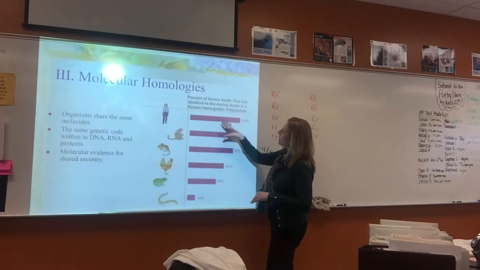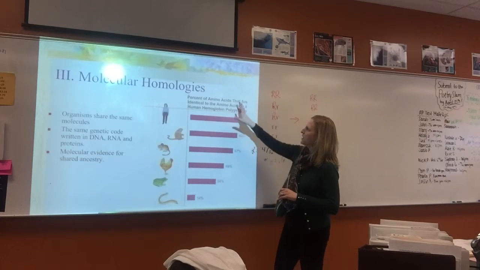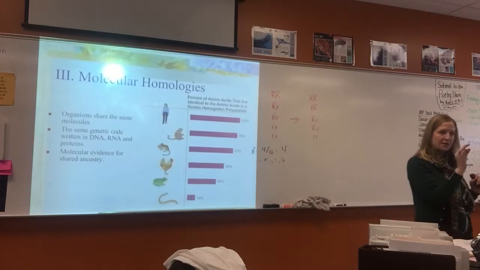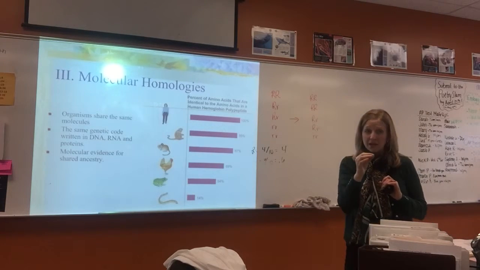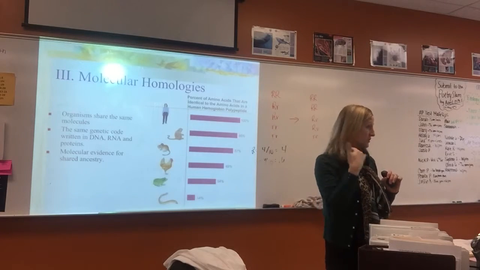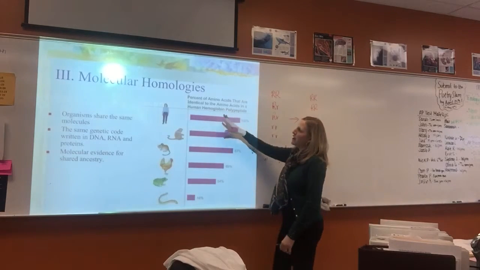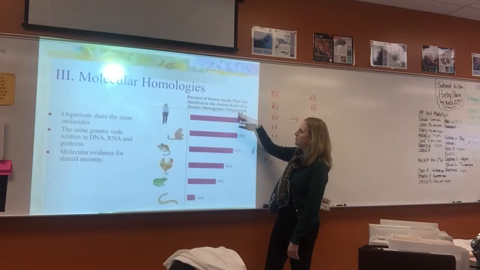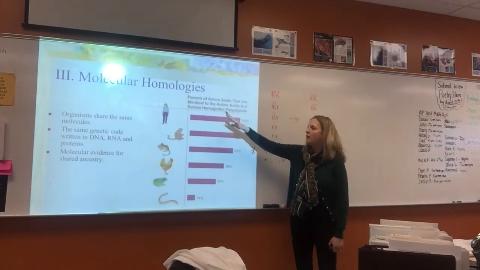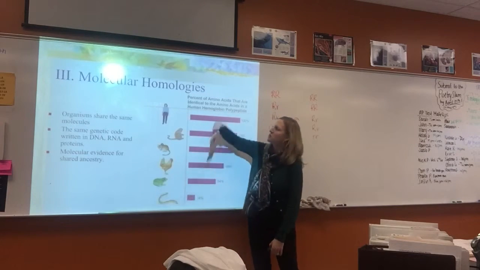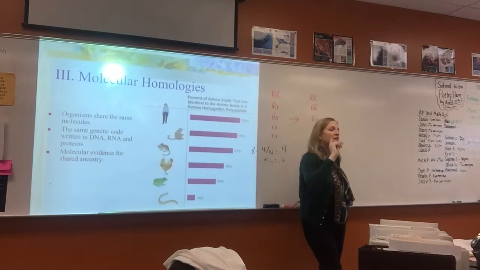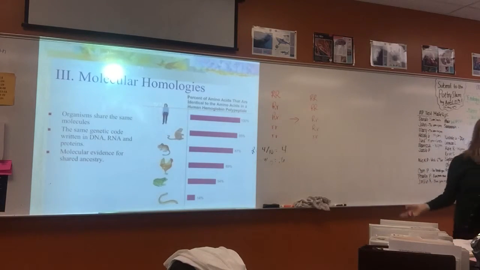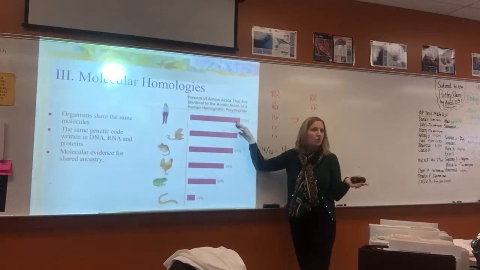So these bars here and these percentages along to the right here are comparing hemoglobin, which remember, hemoglobin is the protein that's in your red blood cells that's responsible for carrying oxygen from your lungs to your body cells. And so we're comparing the percent of amino acids that are identical to the amino acids in a human hemoglobin polypeptide. So we're going back to comparing hemoglobin in each one of these organisms to a human. So a human to a human.